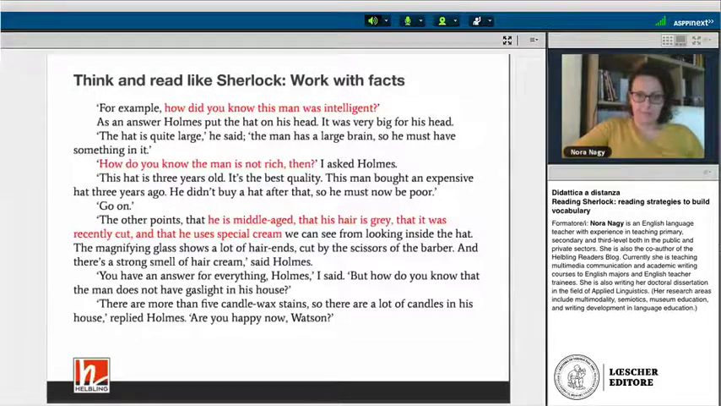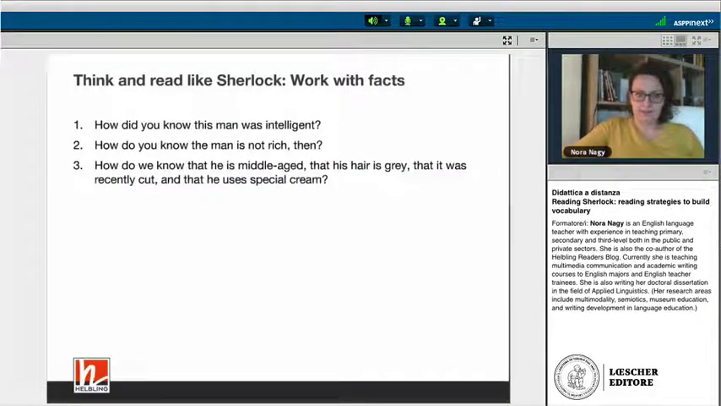I will move on now, and you can write the first answer in the chat box. So how do you know that this man was intelligent? He had a large brain. Alright, so the man had a big, large brain because the hat was really big. Okay, good. Second question. How do you know that the man is not rich?